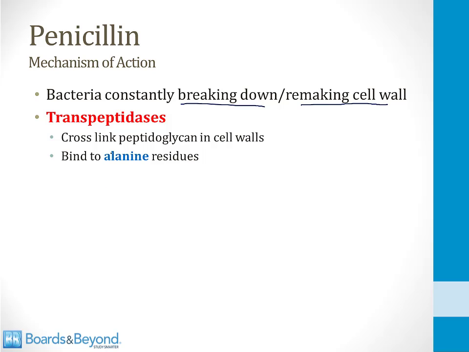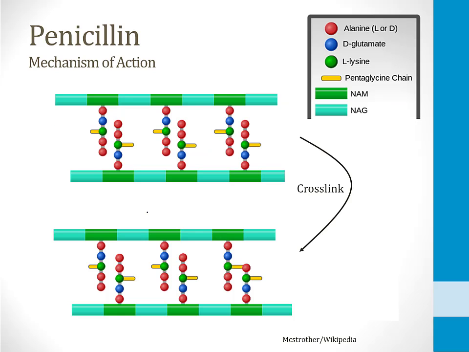And bacteria have important enzymes called transpeptidases which cross-link the peptidoglycan in the cell walls, and they do this by binding to alanine residues. Recall that alanine is an amino acid, and there are alanine residues that transpeptidases bind to and cross-link in order to make the cell wall secure. Here's a picture showing how bacteria cross-link their cell wall.